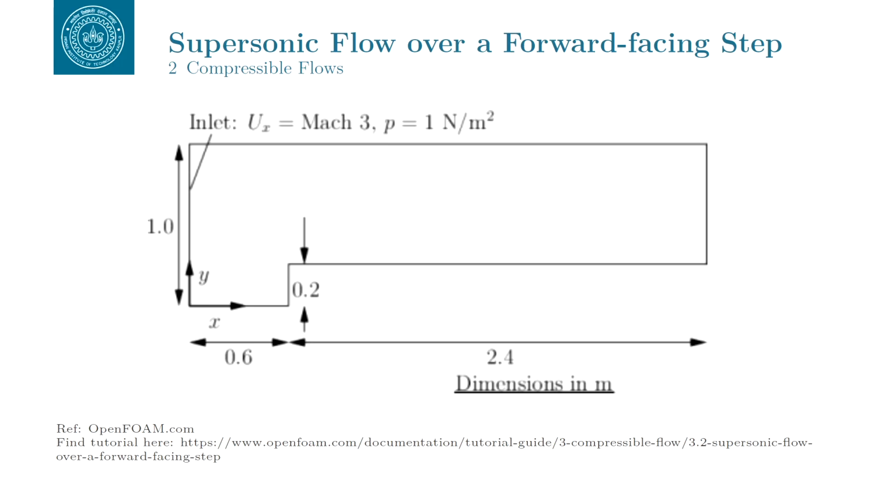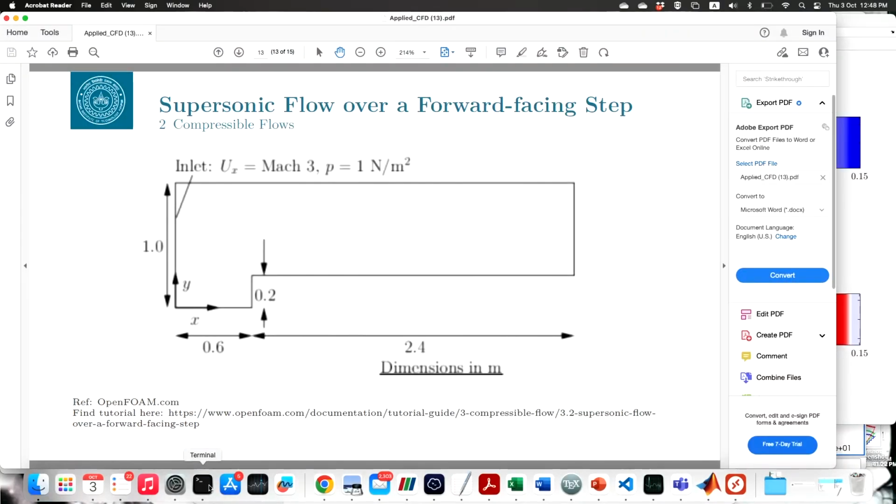So, here you can see that we are using Mach 3. We are using an inlet boundary condition here, the Mach number is equal to 3, and the pressure is 1. So, how do we get the value of parameters, so that your Reynolds number and Mach number are honored? First let me take you to the solver.